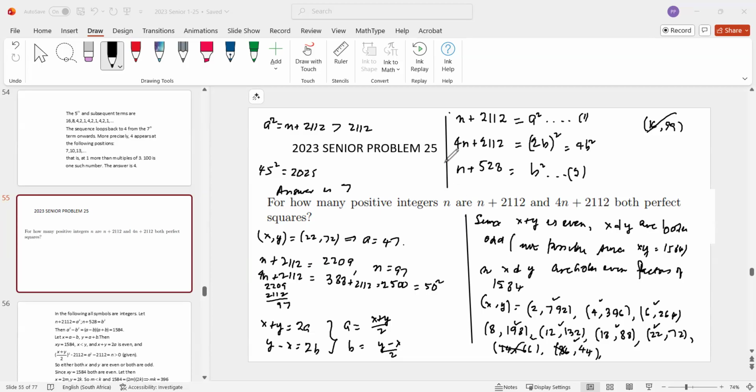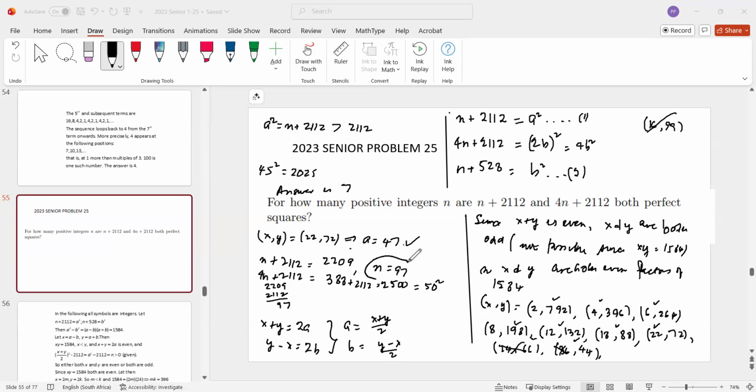See? So 4n plus 2112 is a perfect square. Okay, so I just tried one of them: a equals 47 and b equals 4b squared. So b is 25. Yeah, so we're interested in the value of n. So n is actually 2,209.